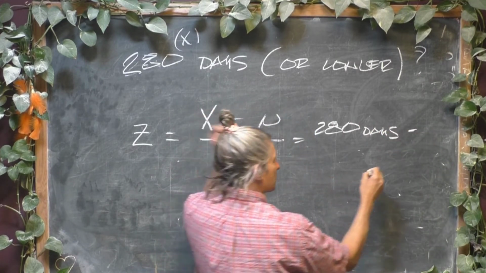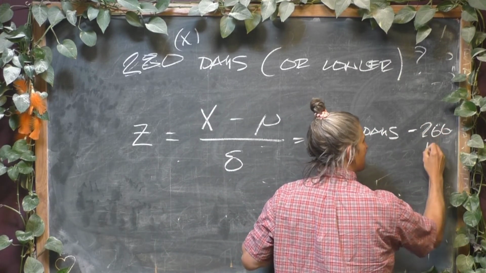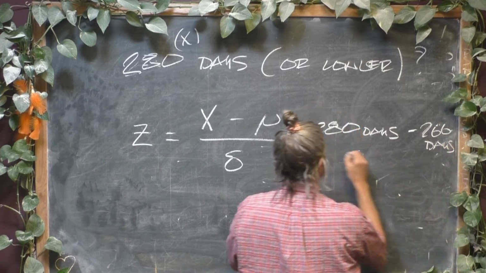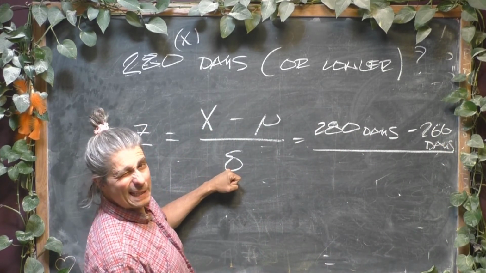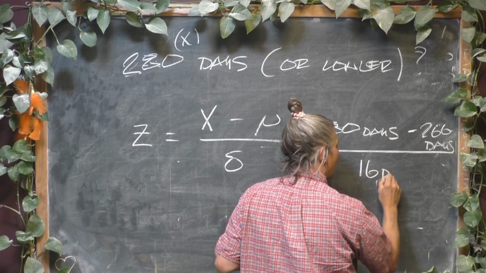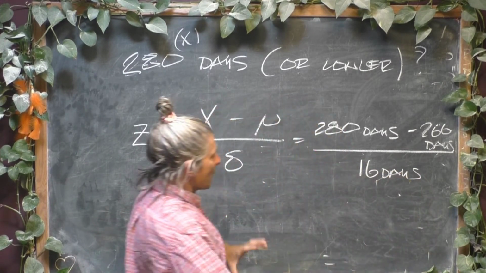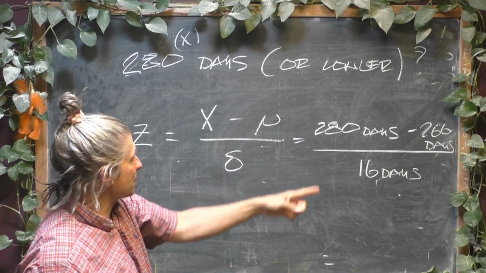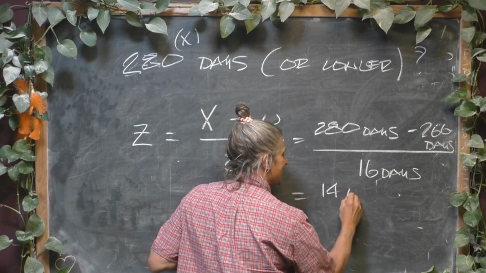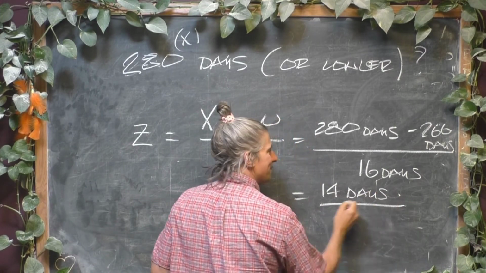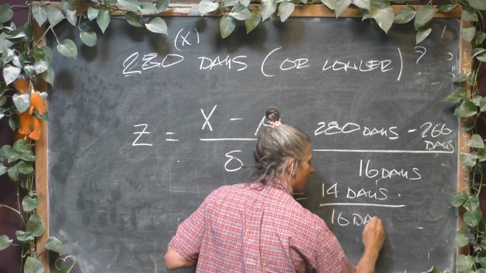Minus the average, which was the 266 days. I'm running out of space here. I apologize. I probably could have left the days off, but I want you to see what happens here. Standard deviation, plus or minus 16 days. Now we do the math. 280 minus 266, that's 14 days, which is 2 weeks. We knew that anyway. 14 days divided by 16 days.